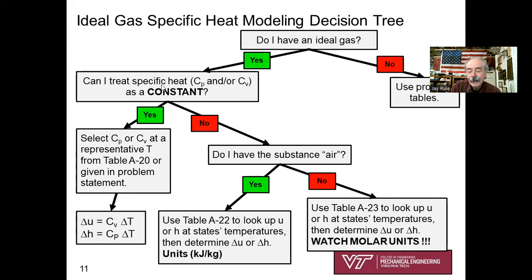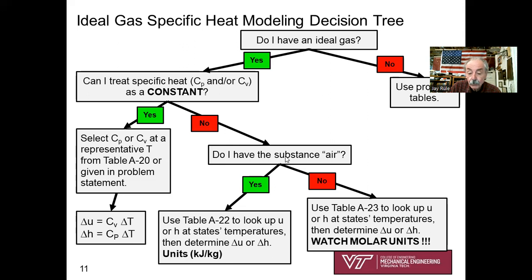Okay, back here. I have to treat my specific heat as a variable. In other words, no, not constant. Now, the next question you ask, since I can't have constant specific heat: do I have the substance air? Is the substance air given? If yes, what do we do? We go to table A22 and look up either H or U at the temperature of the substance. Really very easy. It's a lookup exercise. And then when we're analyzing a problem, we're going to determine delta U or delta H, and the units will be kilojoules per kilogram.